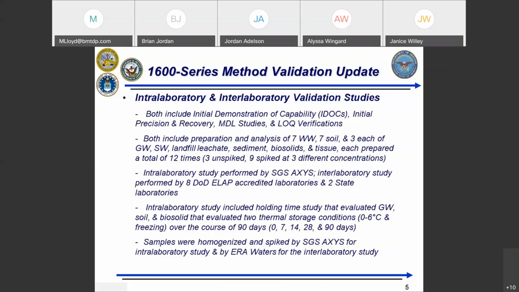For starters, the intra-laboratory study also includes a holding time study for groundwater, soil, sediment, and biosolids. It did not include wastewater and surface water, as the project team accepted the previously published holding time study authored by SGS Access for these media. Another big difference is that the samples in the intra-laboratory study were homogenized and spiked by SGS Access, whereas for the inter-laboratory study, ERI waters will homogenize and spike samples prior to shipment to the participating laboratories.